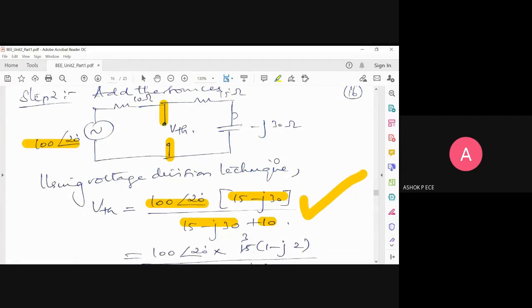If anybody is not able to visualize how to find VTH in this circuit, it is all about redrawing the circuit and visualizing it in a different way. The roundabout way is finding the loop current, then finding the voltage across 15, the voltage across minus J30, and adding them. That is the roundabout way. The simplest way is visualizing that VTH is measured across the series combination of 15 minus J30 and directly applying the voltage division technique. That's all.